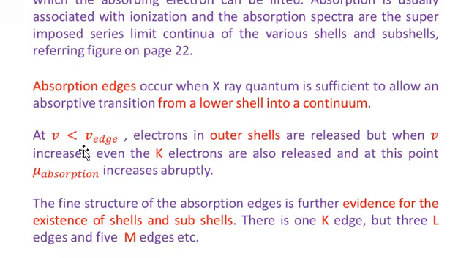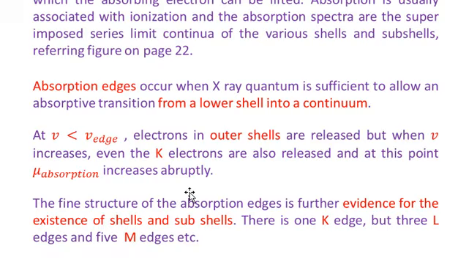So at a frequency less than nu edge, electrons in the outer shells are released, that is, ionized, and when nu increases, even the K electrons are also released, that is, ionized. So if the energy becomes equal to or greater than nu edge, then of course the K electrons are also ionized. And at this point, the mu absorption increases abruptly.